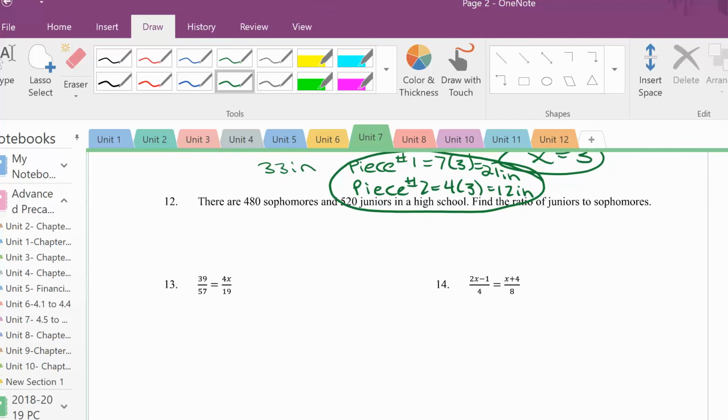All right, there are 480 sophomores and 520 juniors in a high school. Find the ratio of juniors to sophomores. So it's juniors to sophomores, so juniors come first. So 520 to 480. When you reduce that, well, you can cross out the zeros, and then 2 goes into each one. Actually, 4 goes into each one, so it's 13 over 12. So the ratio of juniors to sophomores is 13 to 12. All right, go ahead and try 13 and 14 on your own, and then I'll show you the answers.